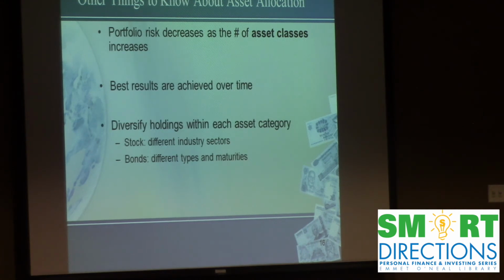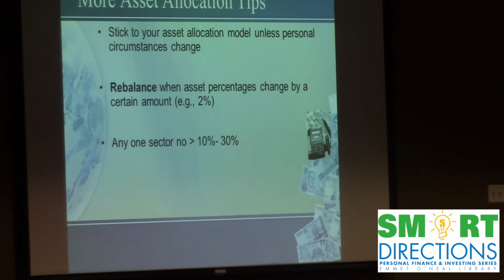Now, diversify the holdings within each asset category, not just across the assets. Across assets is important, but then within the asset category, you're going to have to diversify as well to get the full effect. Stick to your asset allocation model. Again, once you figured out that's the ideal model for you, you're going to stick to it, unless your personal circumstances change. You have a long-term goal and now you realize, okay, my time to achieve the goal has been cut short by 10 years for whatever reason. I'm going to have to make some changes. I'm going to have to adjust my plan for unforeseen circumstances.